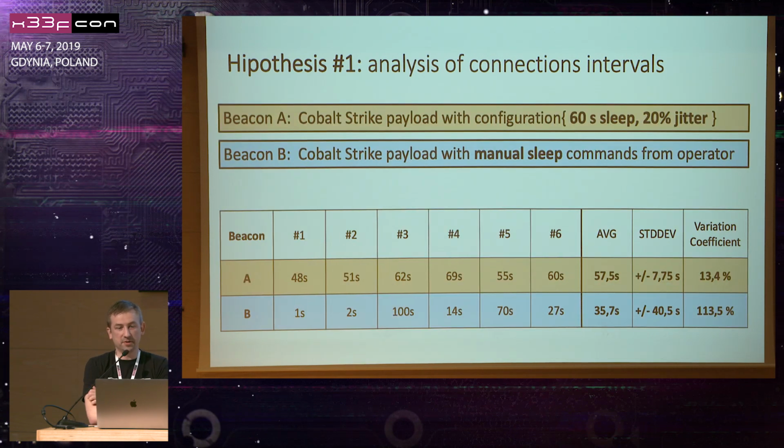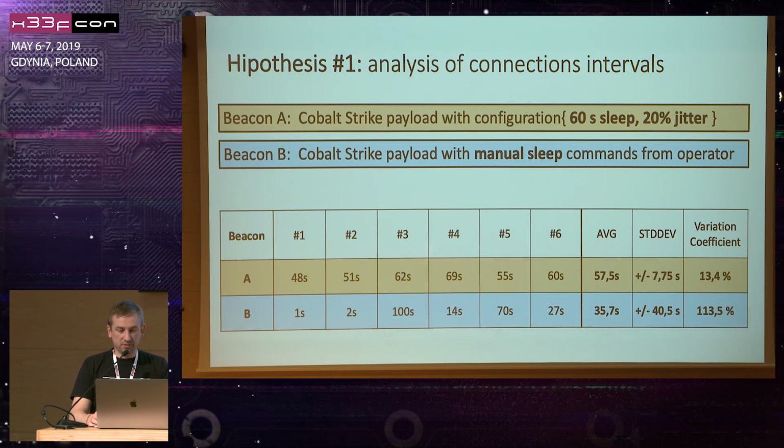We have example of the beacon A, which is a Cobalt Strike payload with configuration of 60 seconds and jitter of 20%, and the beacon B of the Cobalt Strike when the operator puts the beacon into sleep mode manually. So as we see in the table, we've got 6 samples of such connections. For the beacon B, the values are more random, and for beacon A, they are more or less distributed around this average value. I put also the other statistics metrics like standard deviation and also the variation coefficient.